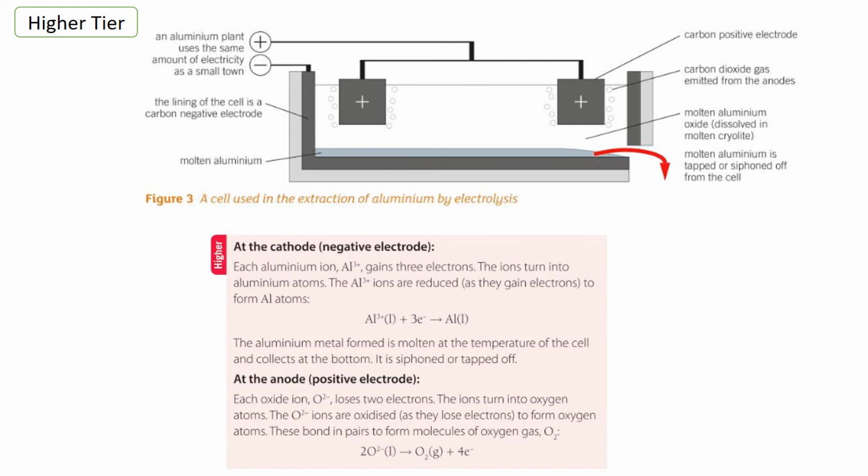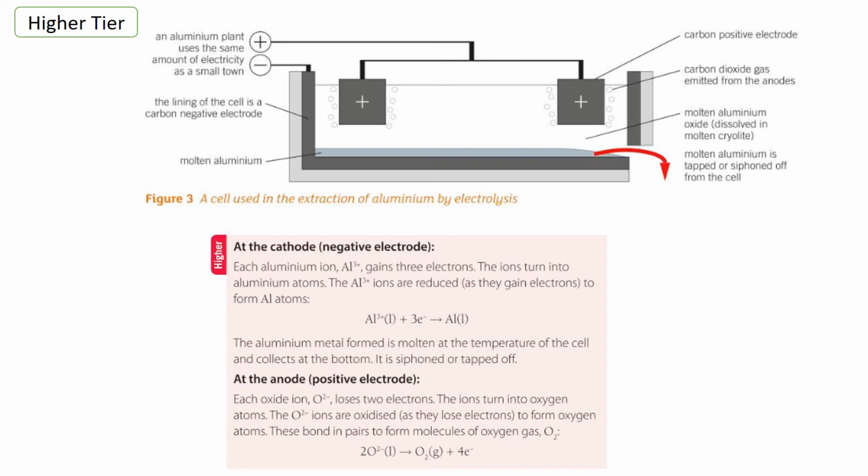And these are the half equations that we talked about at the beginning in the learning objective. So each aluminium ion, which is Al3+, gains 3 electrons. We know electrons are e-. So if it's Al3+, we need to add 3 electrons. So all we do is go, right, Al3+ plus 3 electrons equals Al, which is my element.